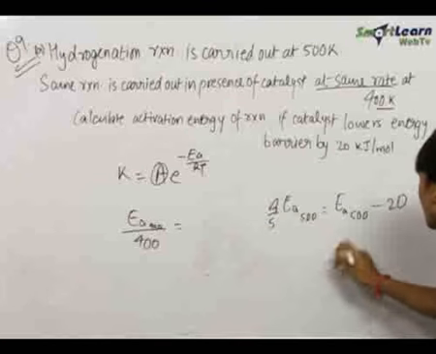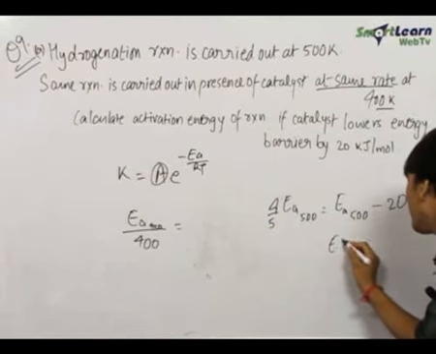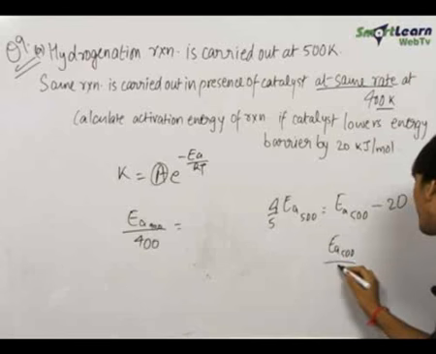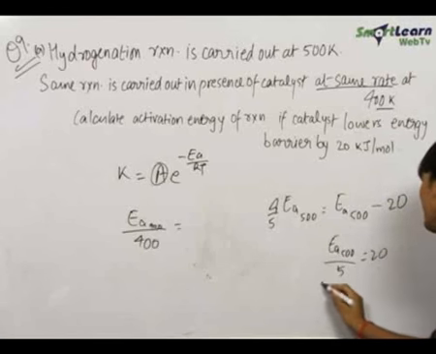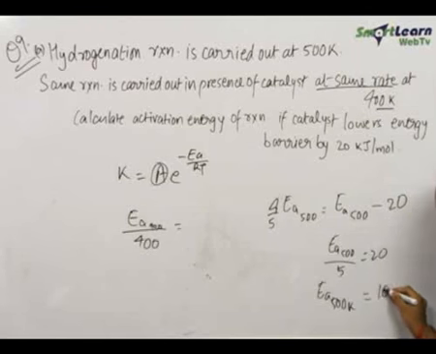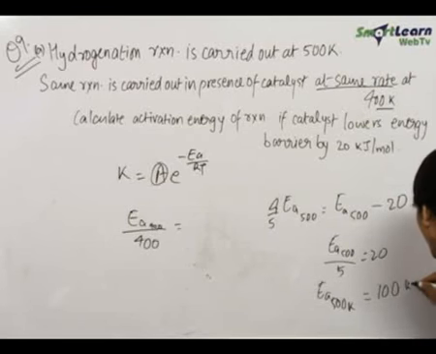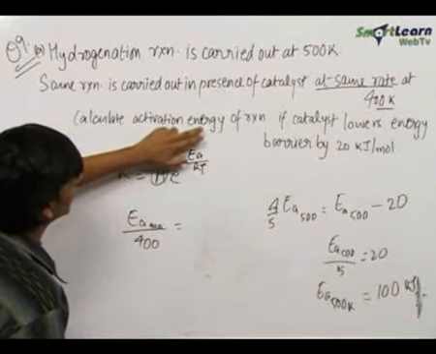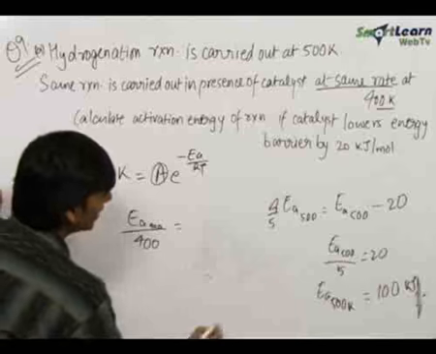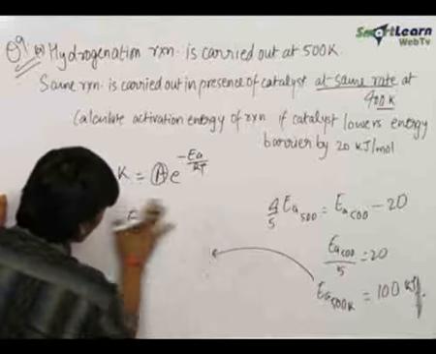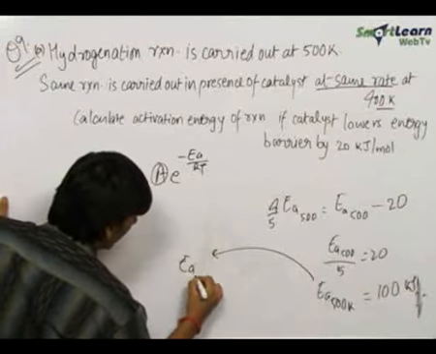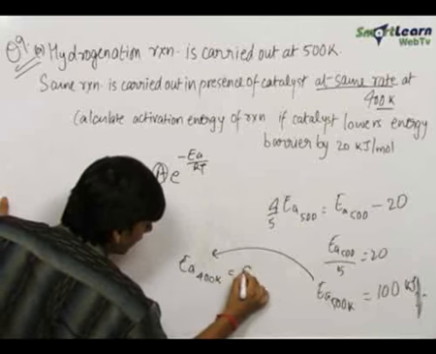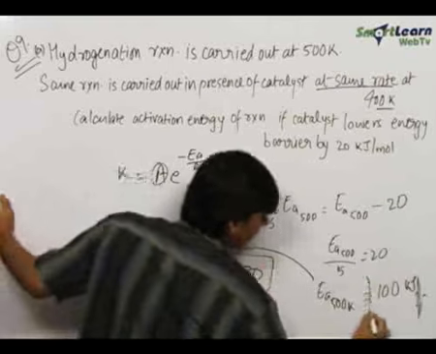Now using this we get EA 500 by 5 is equal to 20. That is, activation energy at 500 Kelvin comes out to be equal to 100 kilojoule per mole. Therefore we get the final answer as the activation energy of the reaction at 500 Kelvin is 100 and at 400 Kelvin is equal to 80, and this is our final answer.